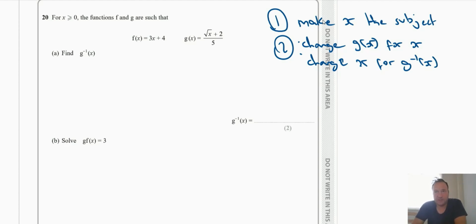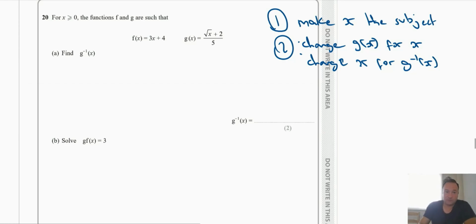So bear with me. As long as you just remember those two rules, you don't have to worry too much about why it works. As long as you know that that will do the job, you'll never have a problem with inverses again, guarantee it. So let's just follow the first two steps and see how we get on.